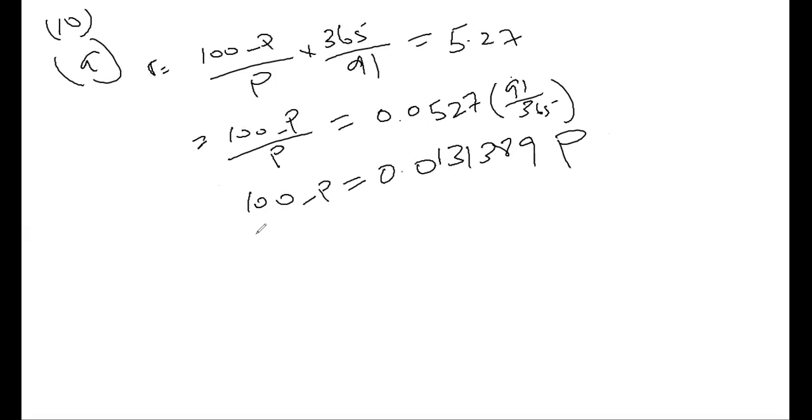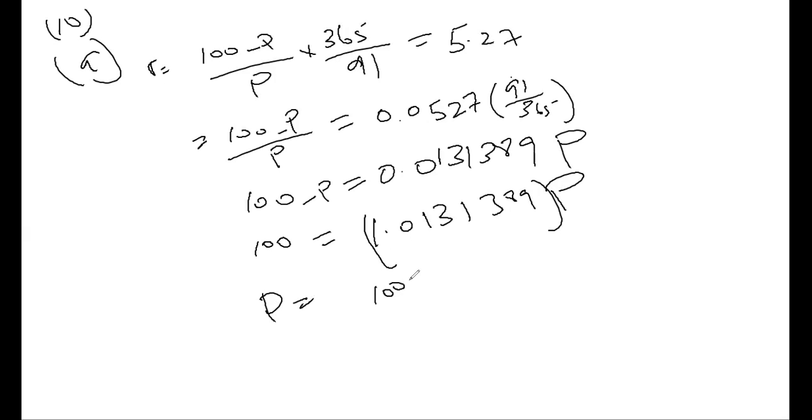Yeah. Right. So now we have 100 is equal to, if we take the other P over, we have 1P. We're going to add to the P over there. So we have 1.013138 P. We didn't have to put a bracket, but let's put a bracket. So P is equal to 100 divided by 1.0131389. So what's P?